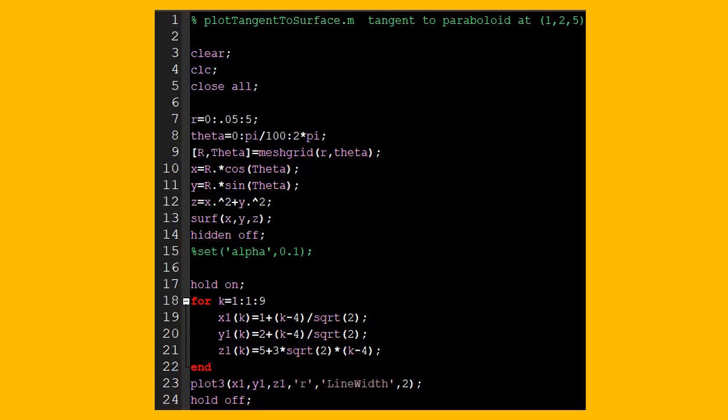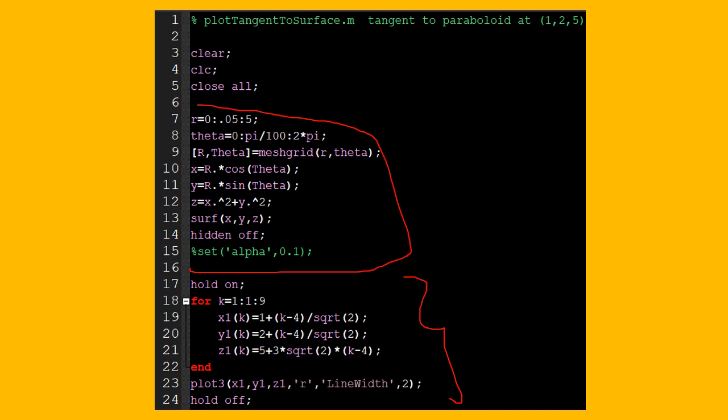And here we have the program to draw the paraboloid and also that one tangent line in the direction 1 over the square root of 2, 1 over the square root of 2. If we look at this program, this part right here is going to draw the paraboloid, and the part down here is going to draw the tangent line.